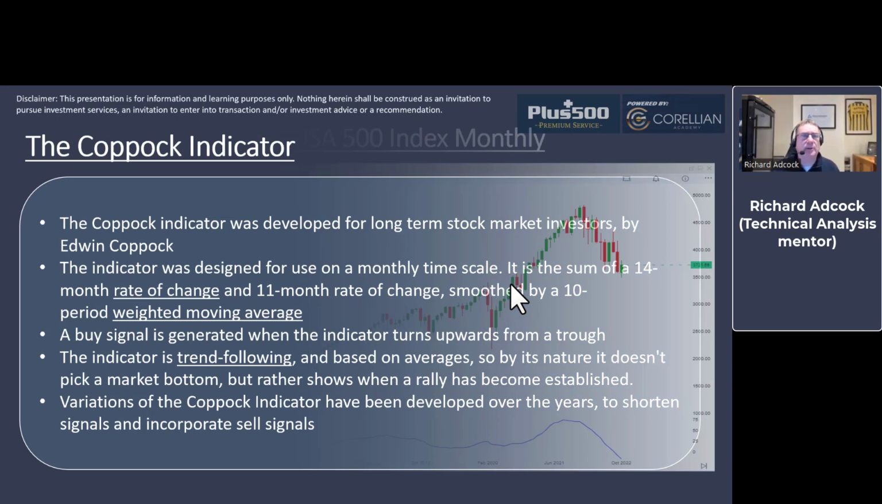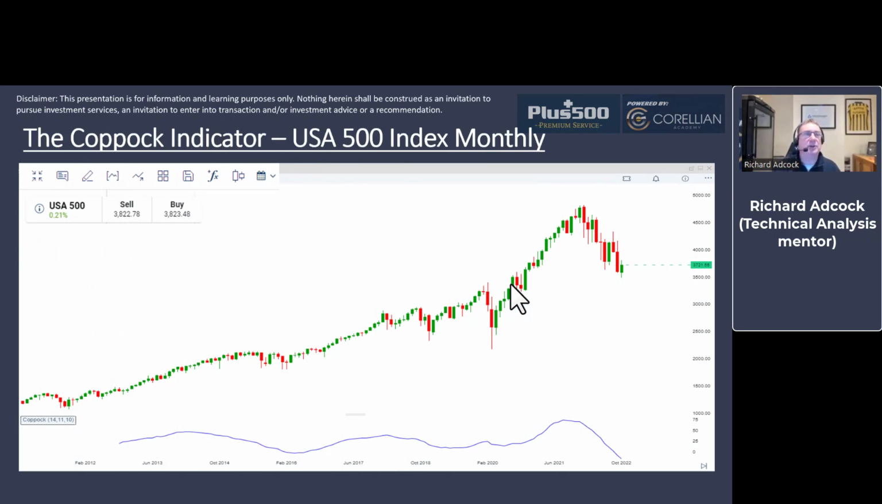So let's have a look at the US 500 index with the Coppock indicator below, and this is the blue line below. Now, effectively, what we're looking for is turn-ups within the indicator to highlight turning points within the index itself. Now, this is a monthly chart. Now, this is what Coppock originally was applying his indicator to.